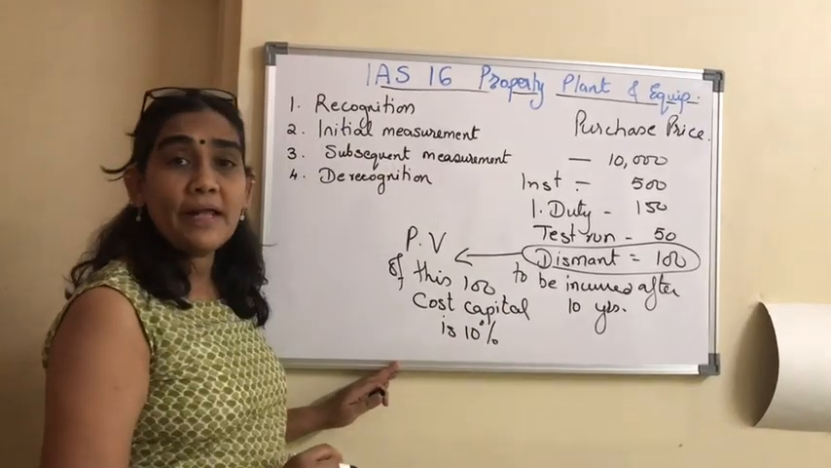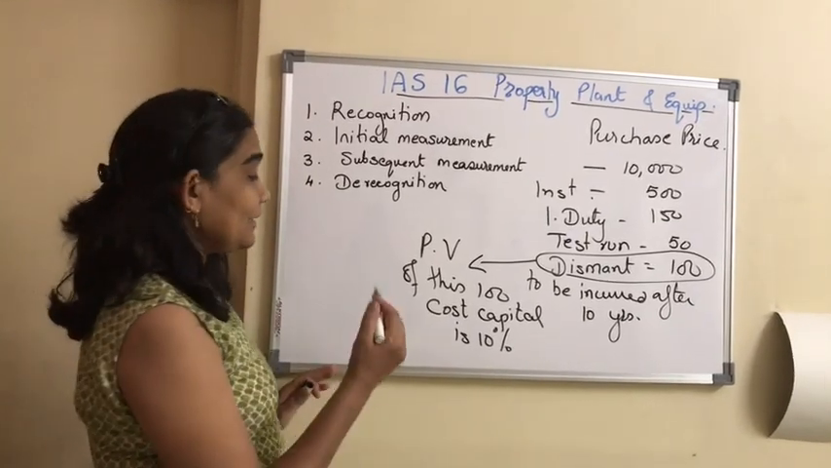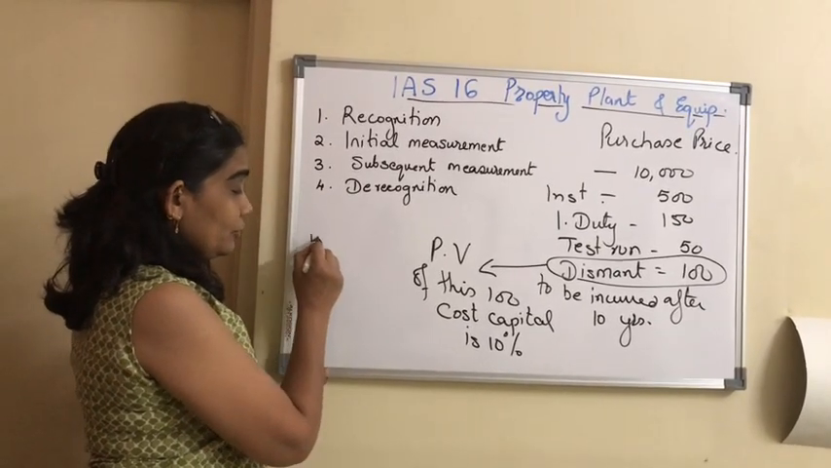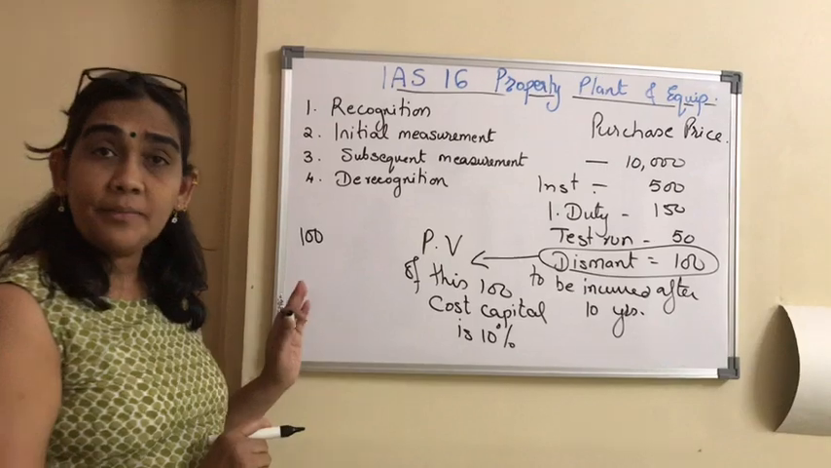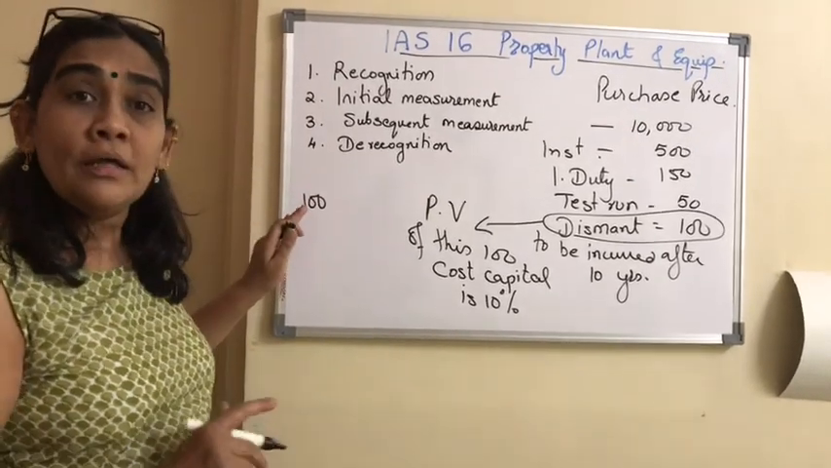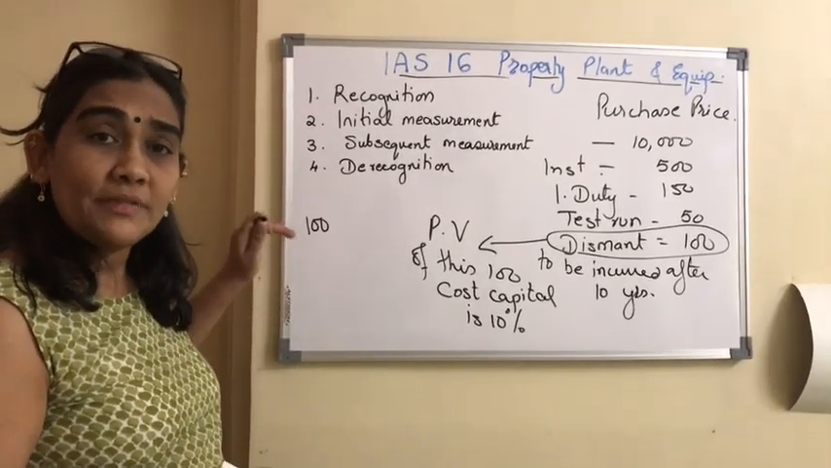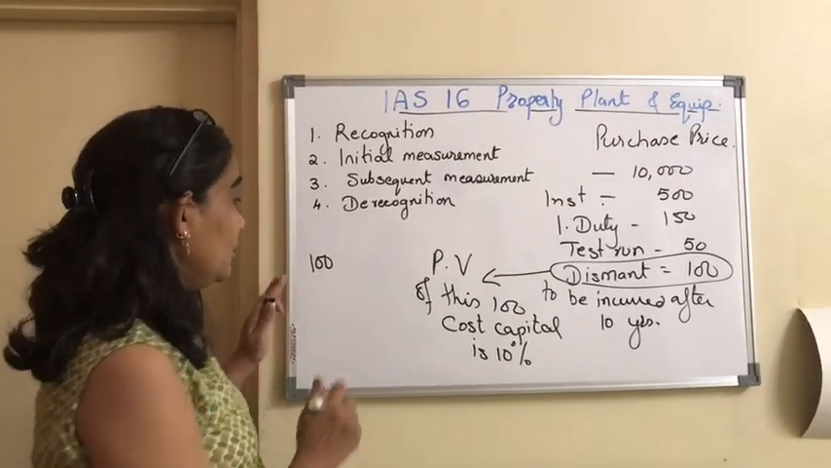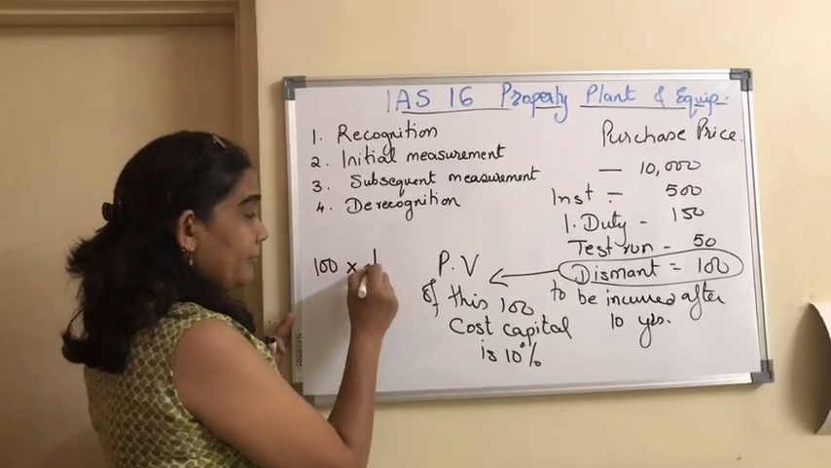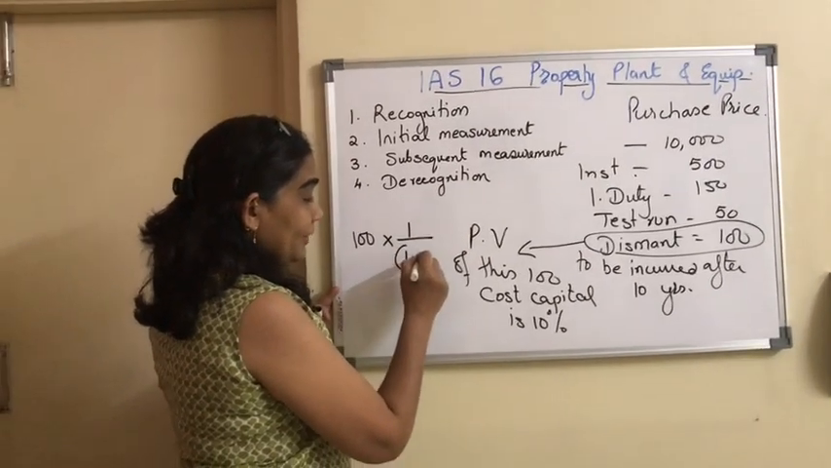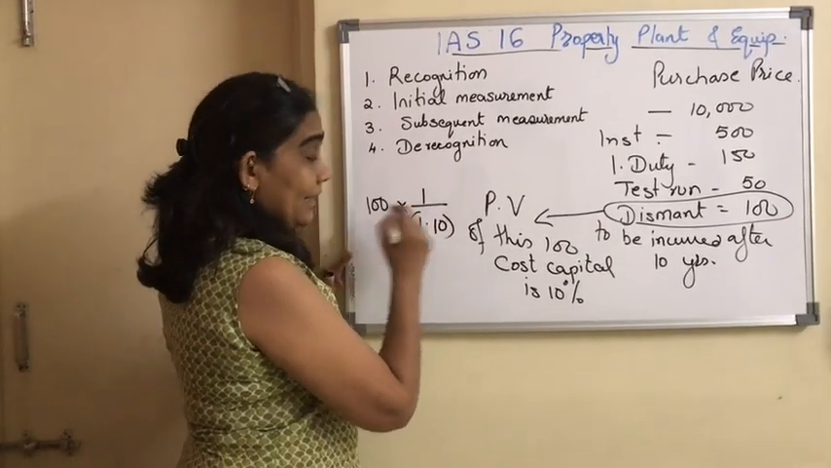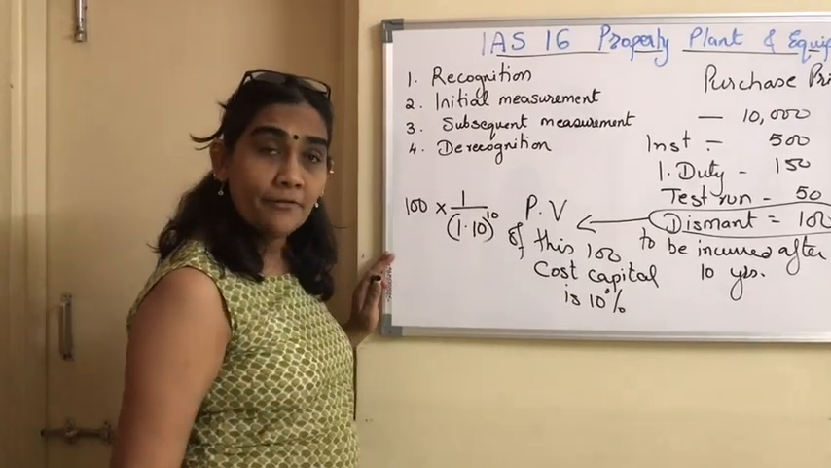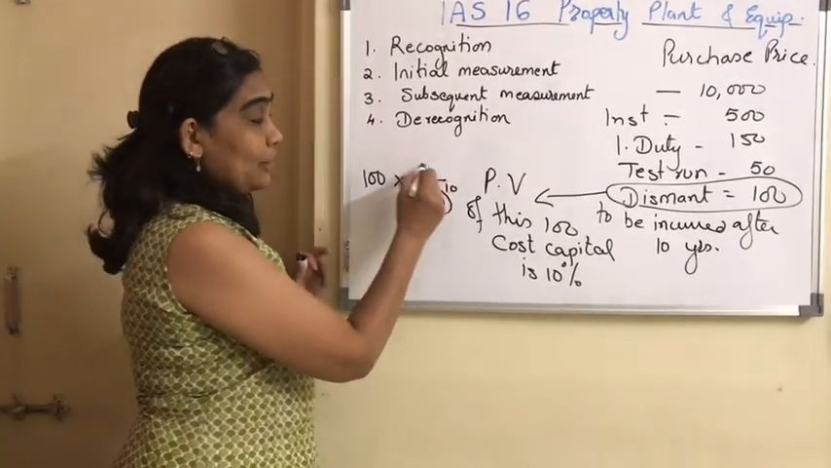So using the present value formula, let's calculate the cost of capital. Let's calculate the present value. You want to know what is the present value of this 100 which you are going to incur after 10 years. So 100 multiplied by 1 upon 1.10, and after 10 years, right? This is known as a discounting factor.